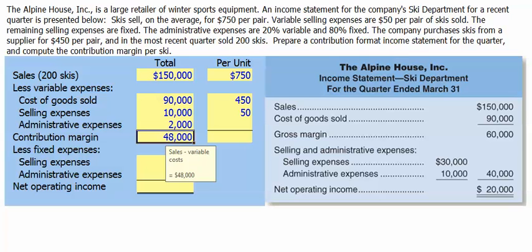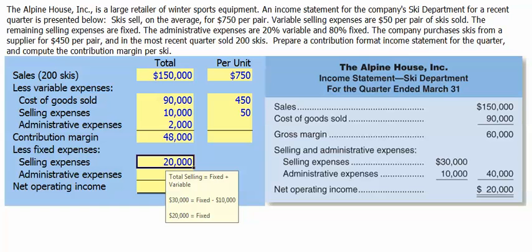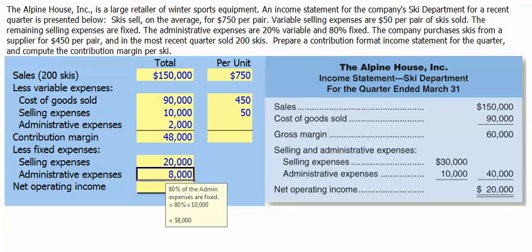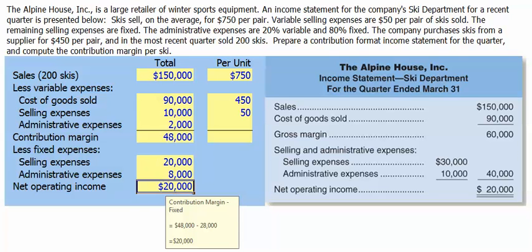Let's go ahead and look at our fixed expenses. Our fixed selling expense will be $20,000. This is our total selling expense of $30,000 minus the $10,000 portion that was variable. Our total fixed admin expense then will be $8,000. This is our total administrative expenses of $10,000 multiplied by the portion that is fixed, which was 80%. Our net operating income then is $20,000. This is our contribution margin of $48,000 minus our fixed cost of $20,000 for selling and $8,000 for admin.